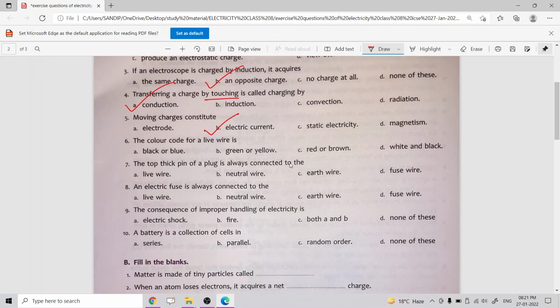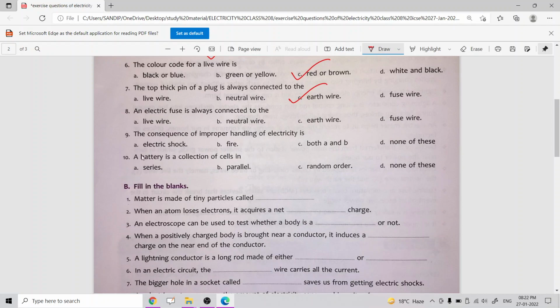Now the next one is the color code of a live wire. It is option C, that means red or brown. And question number 7: the top thick pin of a plug is always connected to the earth wire. And question number 8: an electric fuse is always connected to which one? Actually the live wire.